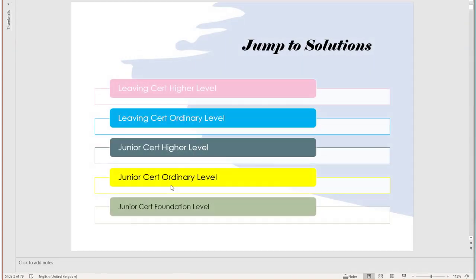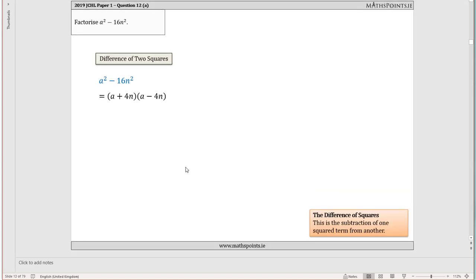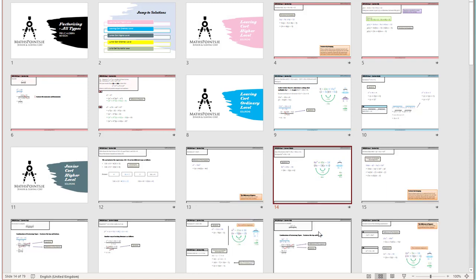There's a menu system at the start, so if you click on any particular level, for example Junior Cert higher level, you'll be brought straight to the questions on that particular topic. So it's a place where once you've done the 10 basic examples, once you've had a look at the 10 trickier examples, you might decide to explore this document further and try and do all of the old questions in this particular topic to store them away and feel confident in your ability to factorize an expression.